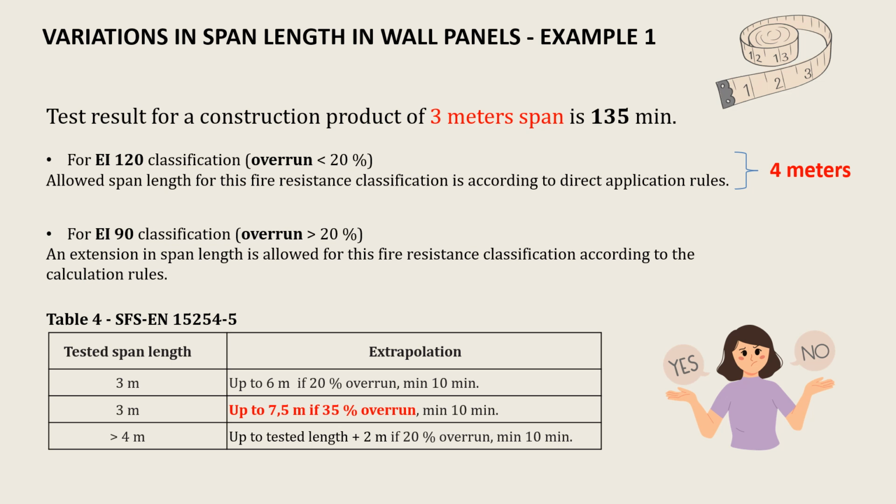Another example: compared to EI 90 classification, the overrun now is more than 35%, and therefore an extension in span length is allowed for this fire resistance classification according to the rules shown in Table 4. And that gives us an extended span length of 7.5 meters for EI90 classification, without additional tests with longer spans.